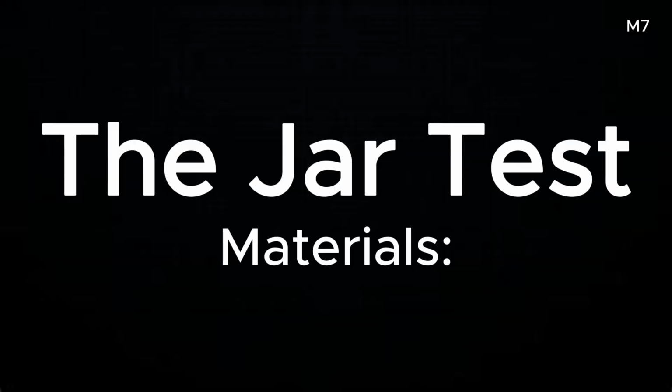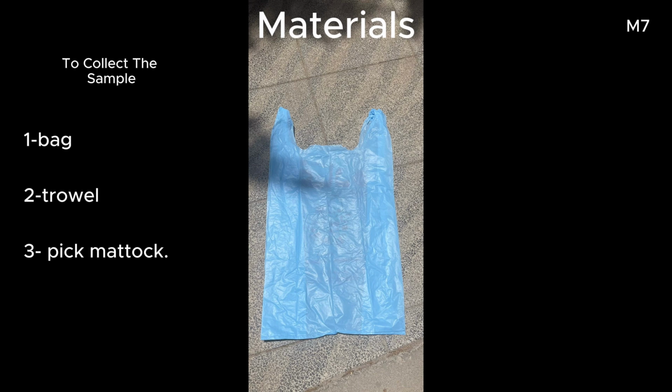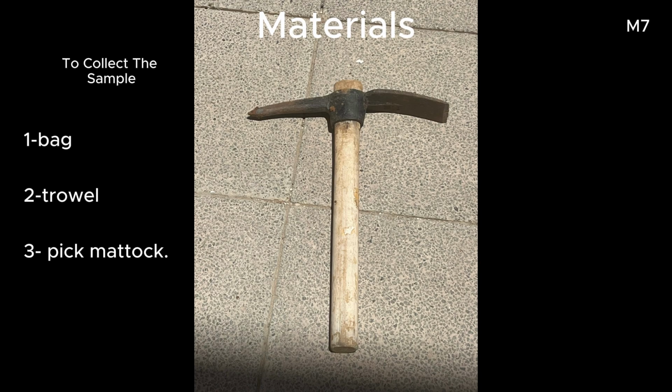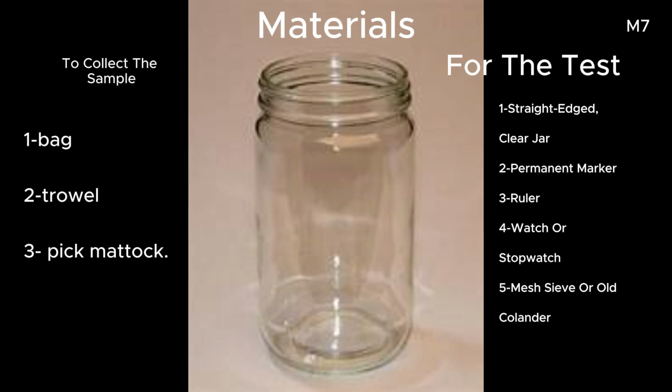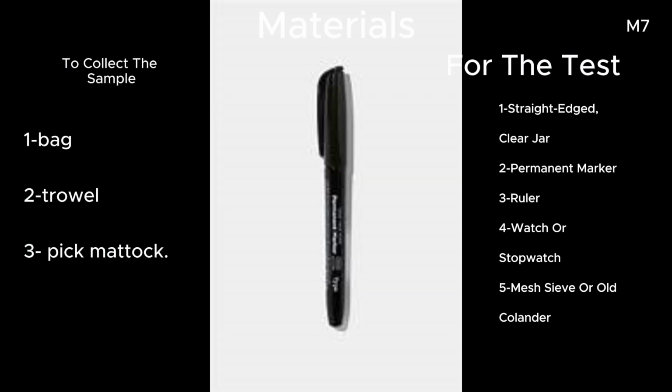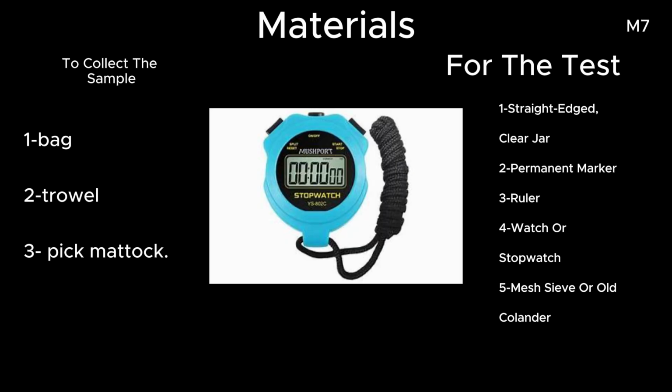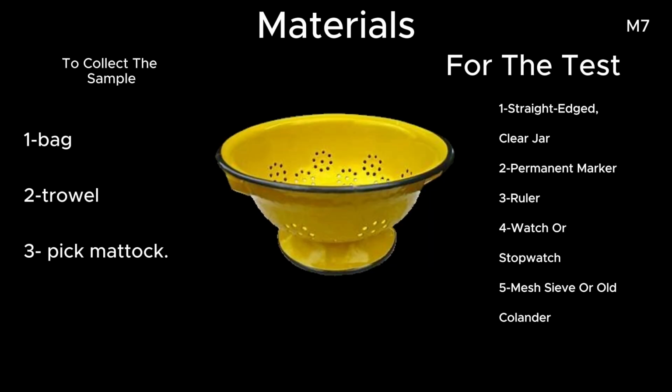The jar test. Materials. The materials used in the experiment to collect the sample are a bag, trowel, and a pick mattock. Materials used in the test: straight-edged, clear jar, permanent marker, ruler, watch or stopwatch, and mesh sieve or old colander.